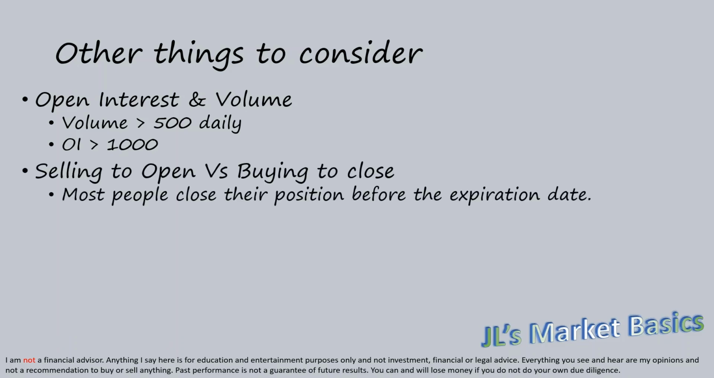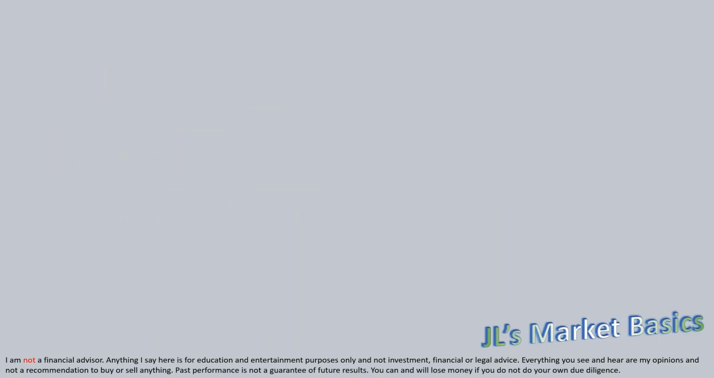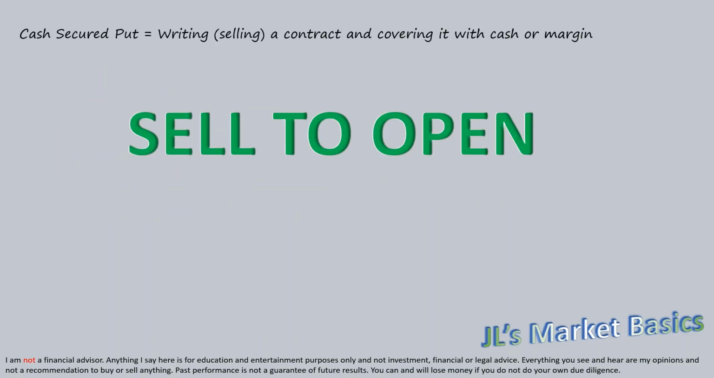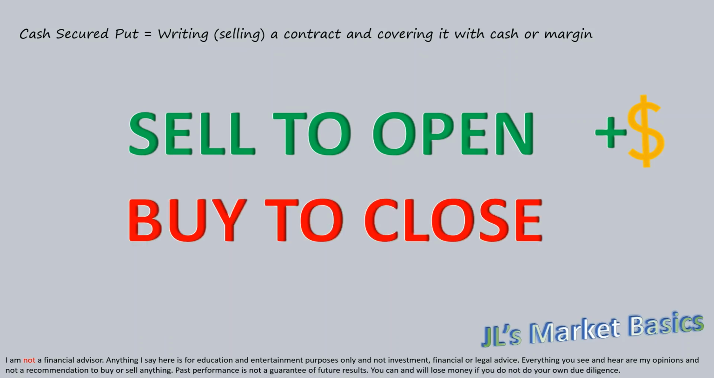It's also important to know if you are opening or closing a contract. When you write a cash secured put, you are selling a contract and you are selling to open, giving you a credit. When you close a position, you are buying to close, resulting in a debit.